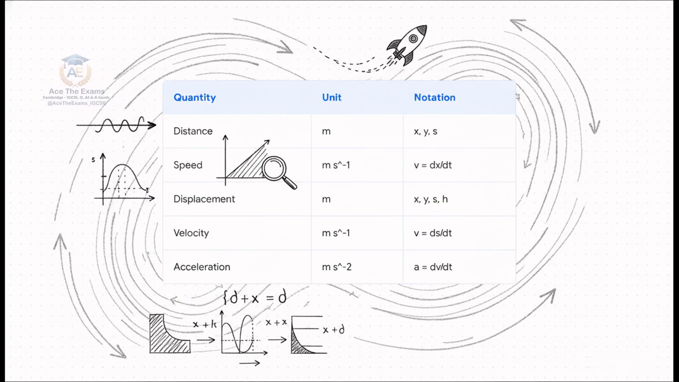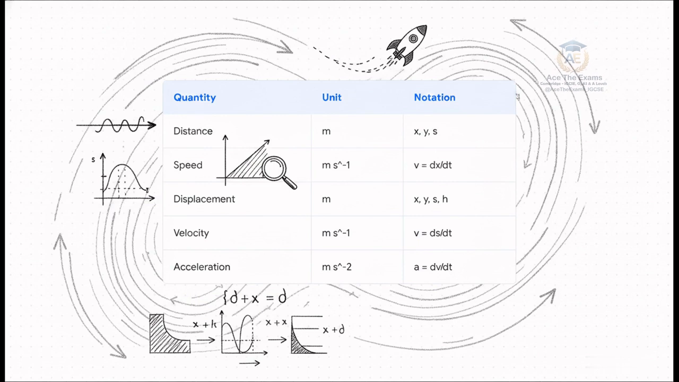Now, what's really interesting about this slide is the final column in our table here. We all know the basic SI units, right? Meters, meters per second, but I really want you to look at the notation. Distance and displacement use the letters S, X, or Y. But velocity? Velocity isn't just represented by a letter V. Look closely. It is ds by dt. It is the exact rate of change of displacement with respect to time.